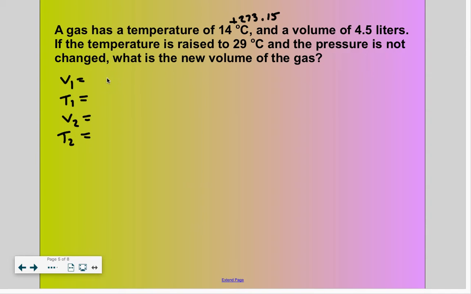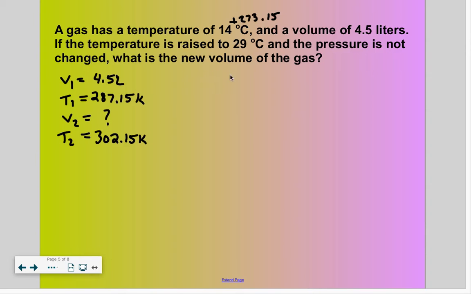Okay, so my original temperature is 14, but adding 273.15 to that is going to give me 287.15. The volume originally is 4.5, and the other temperature was originally 29 degrees Celsius, so therefore that's going to be 302.15 Kelvin. And we're looking for V2.